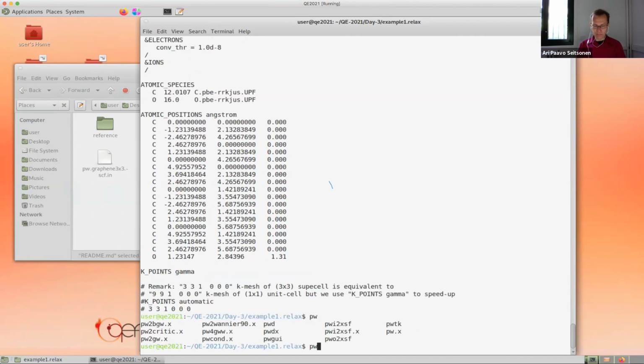Now, if you haven't done it already, you can run this example.